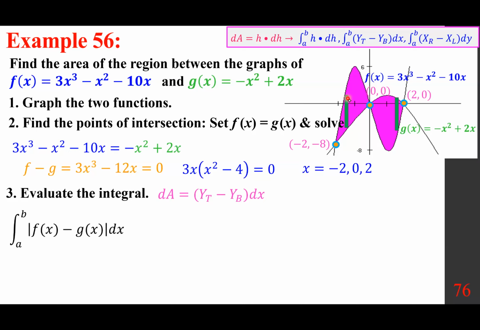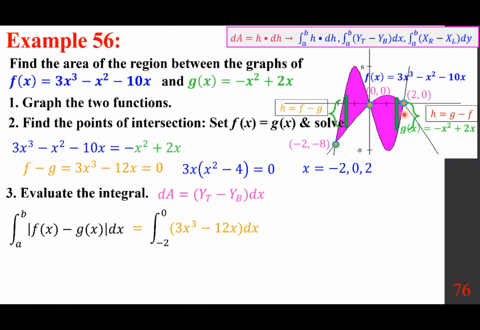Here's the reason. If you look at this one, class, the top is the parabola, the bottom is f of x. In other words, for this part, we go with g minus f. But this one, what is at top? The cubic function is at top. So f minus g. So the height varies. For this one it is f minus g. For this one it is g minus f. So in this part, we're going to go from -2 to 0. In this part, we're going to go from 0 to 2.